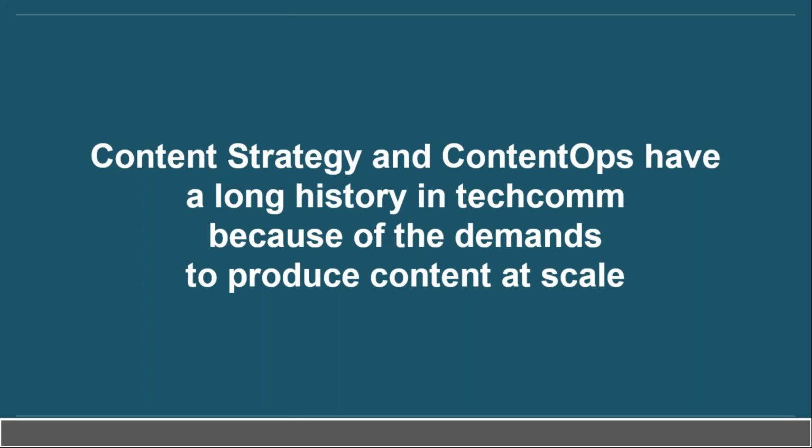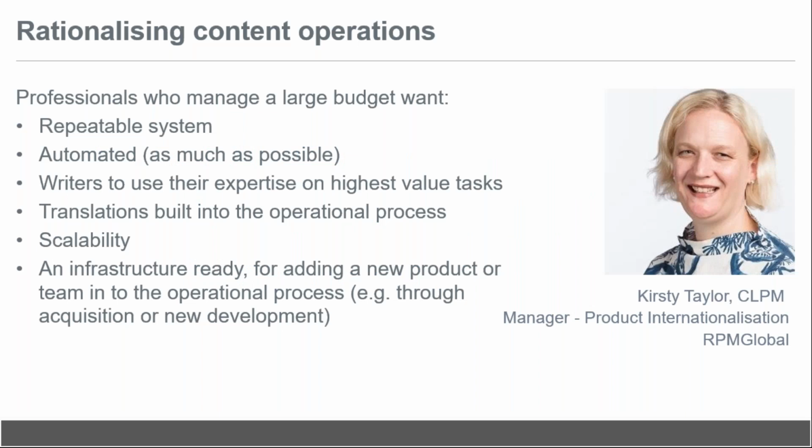Content strategy and content ops have long been part of TechComm, because TechComm has always been the department that gets squeezed. And when you have to produce content at scale, then you understand that you just need to work smarter and not harder. So I talked to my friend Christy Taylor, and I said, if you're looking at content ops, what do you need? And she's like, I want a repeatable system. I want it to be automated as much as possible. I don't want writers to be slow computers. I want them to be doing high-value tasks, not managing a spreadsheet. I want translations built in. I want scalability. And if we buy another company or need to integrate content between departments, I want this to be an infrastructure that's ready for doing that.